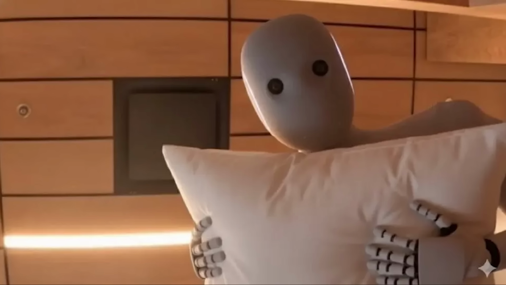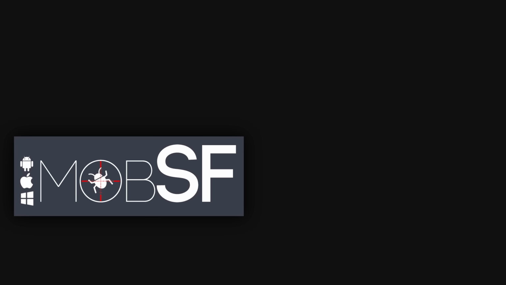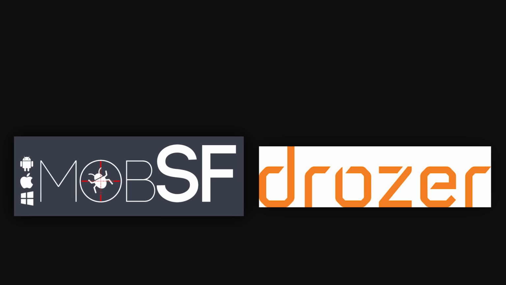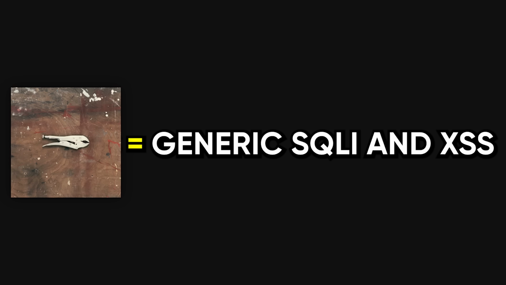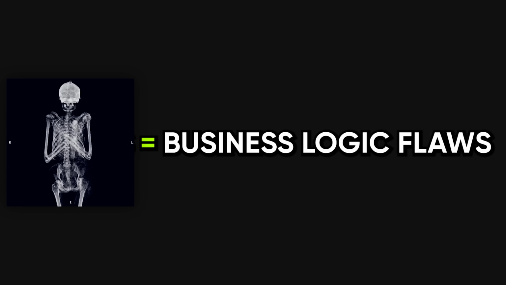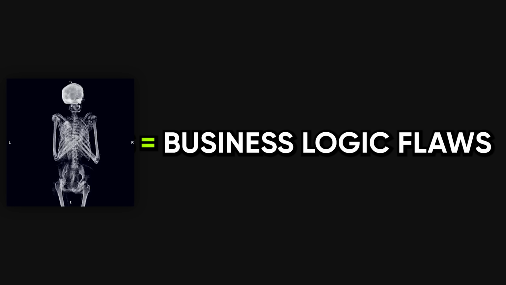They're not. Automated tools help but miss logic flaws. Run MobSF for quick wins, Drozer for automated component testing, QARK for code analysis, but manual testing finds the interesting bugs that pay bounties. Tools find generic SQLi and XSS, humans find business logic flaws like paying negative amounts to add money to your account or race conditions in payment processing.